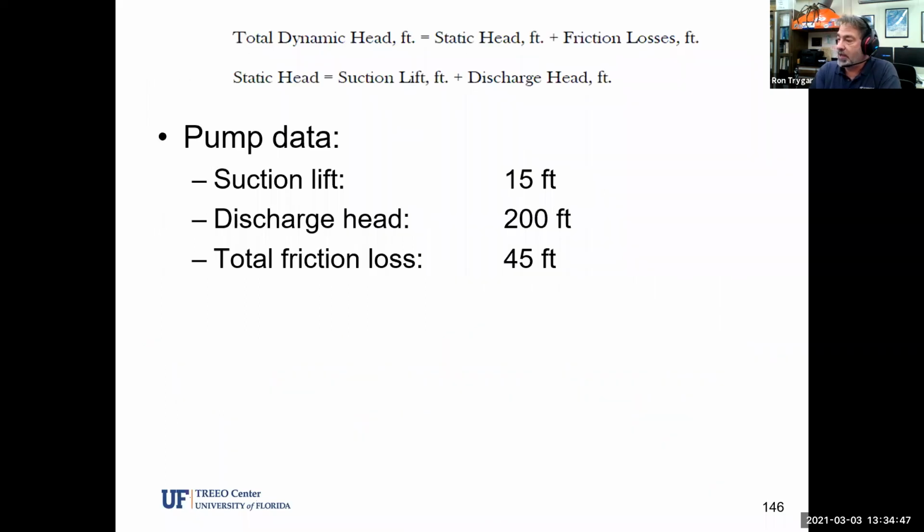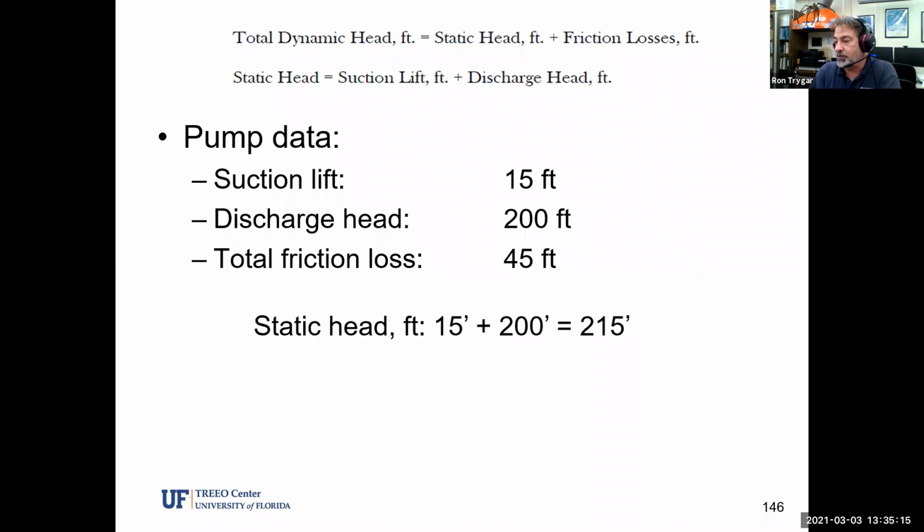So here we have some pump data, and we have a suction lift, which is 15 feet. So we're pumping, say, out of a clear well. And we have a discharge head of 200 feet. After the pump, we're going to go through some valves, and we're going to go uphill and maybe discharge into a ground storage tank or elevated tank or something. And we know that the friction loss is roughly 45 feet of total friction loss through the line.